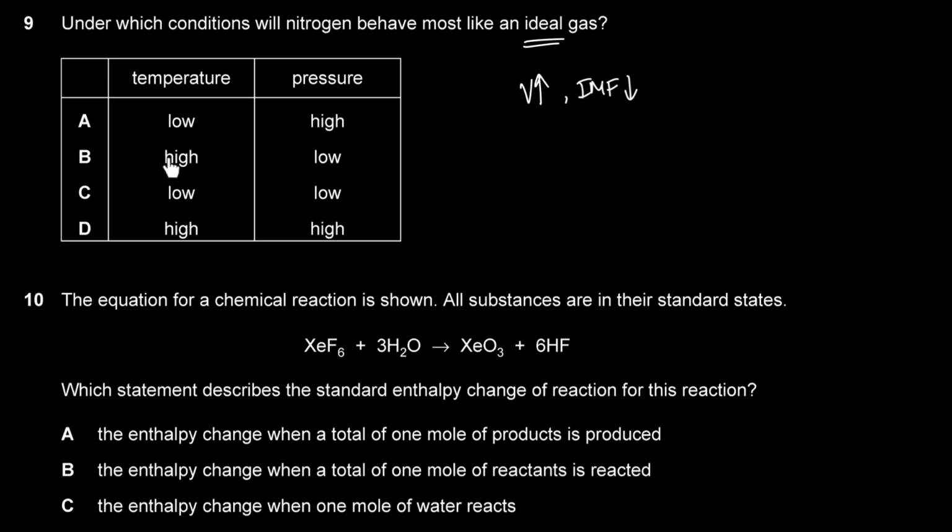So at a high temperature and a low pressure, gases occupy the greatest volume. So therefore the answer is B. The higher the temperature, the lower the pressure, the more ideally a gas behaves, okay? Because the larger the volume they occupy, the weaker the intermolecular forces, and the smaller the particles relative to the volume occupied.